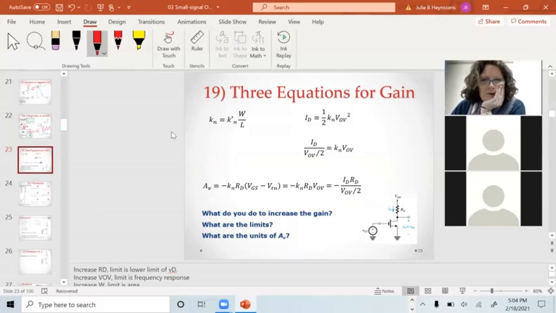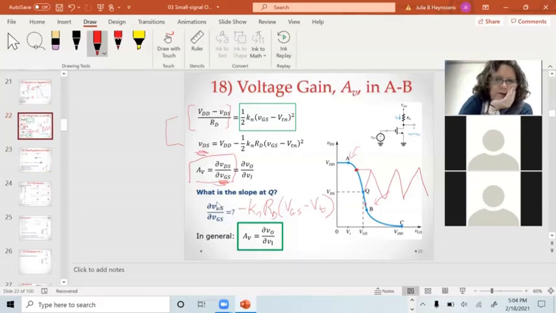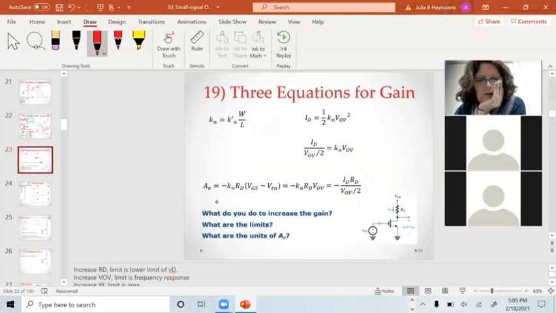We've got 3 equations we can use for gain. We know that, well, which one did we look at a second ago? Kn RD (VGS minus VT) with a negative sign. So this is the one we derived. We know VGS minus VT is just the overdrive voltage, so we can do that replacement. And we can take these 2 equations and mess around with them algebraically, and it turns out this equation is just as good.